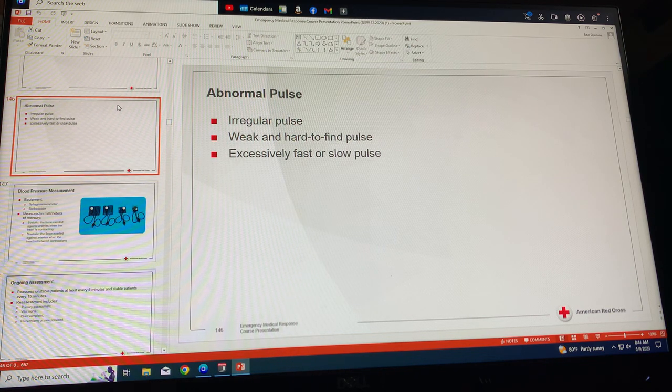Weak and hard to find pulse, okay? That could be a sign of a blood circulation issue, possibly, or something else, right? Your pulse is not very strong. It's not a good sign. Like a nice strong pulse is an indicator of good health and circulation. Excessively fast or slow pulse, okay? That can be linked to a serious problem. So these are things that you have to consider.